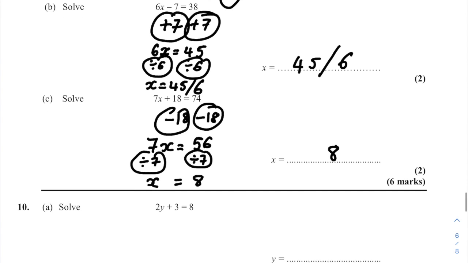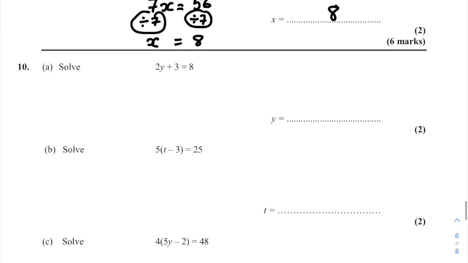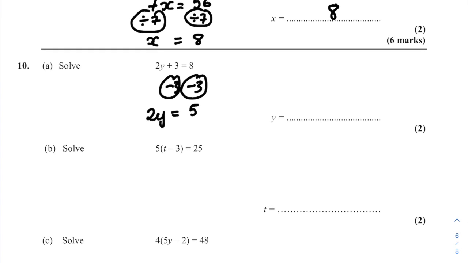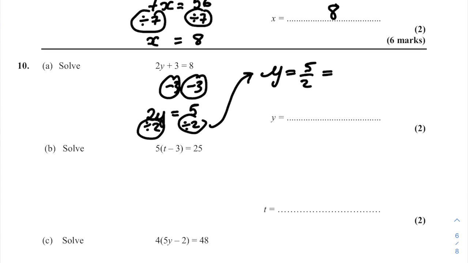So 10a is 2y add 3 equals 8. So we're going to minus 3 from both sides. Gives you 2y equals 5. So then you want to divide by 2 on both sides. So your final answer is y equals 5 over 2, which is also 2.5.